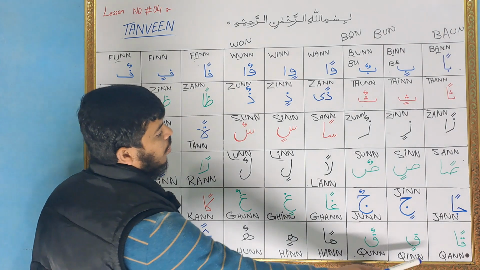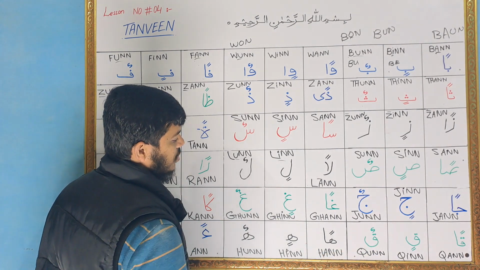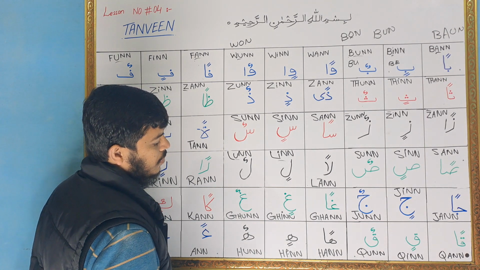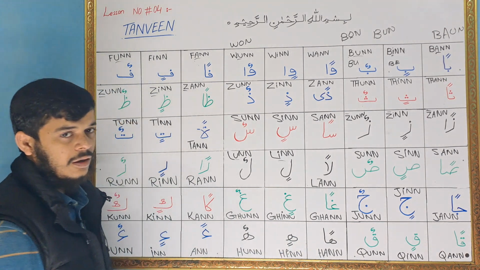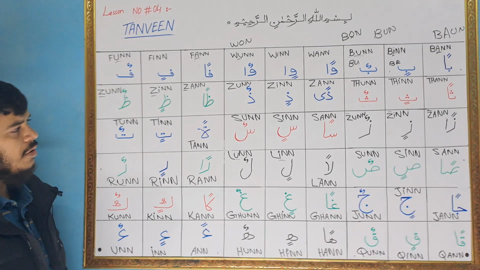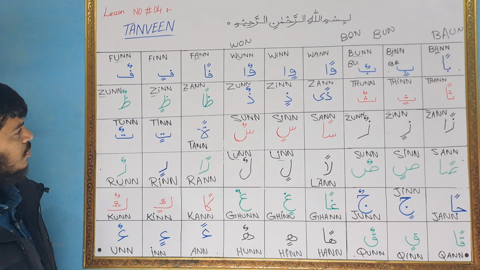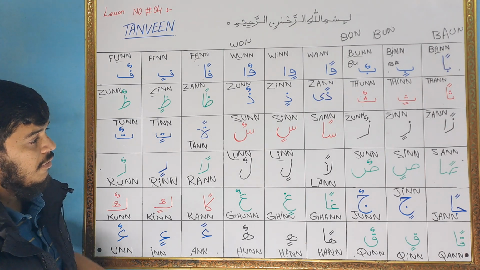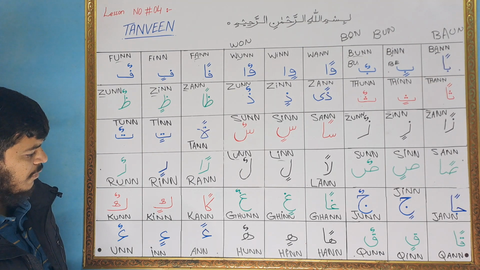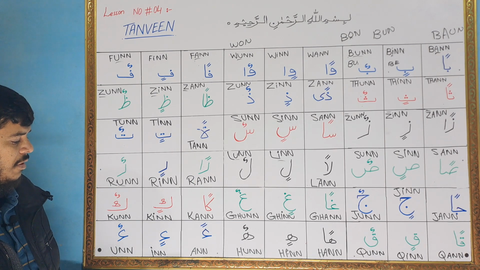Then qaf double Fathah, qan, qaf double kasrah, qin, qaf double Dhamma, qun, ha double Fathah, han, ha double kasrah, hin, and ha double Dhamma, hun. So there is another letter ha from the bottom part of the throat. So one H will come with a line on it and the other one without a line. So that will be the only difference.